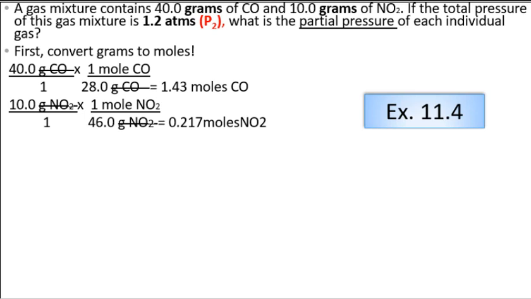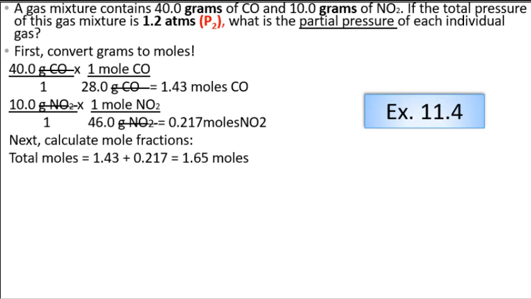We get 0.217 moles of NO2. And next, we're going to calculate the mole fractions. We add them together and end up with total moles of 1.65. For carbon monoxide, we take this number that we calculated and put it over this number that we calculated. So 1.43 over 1.65, we have 0.867.